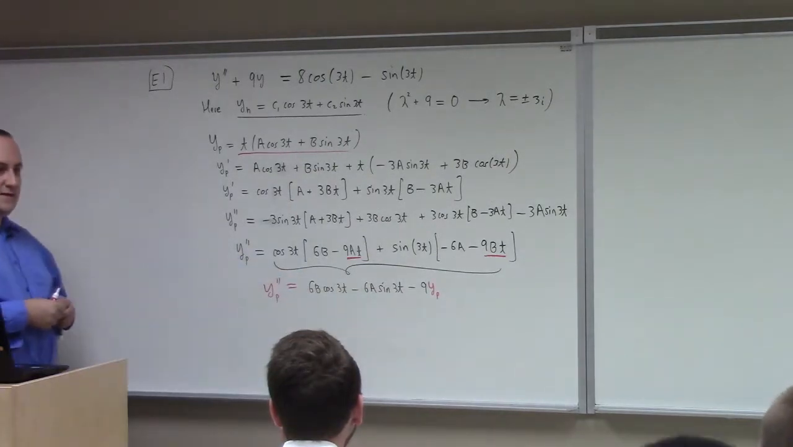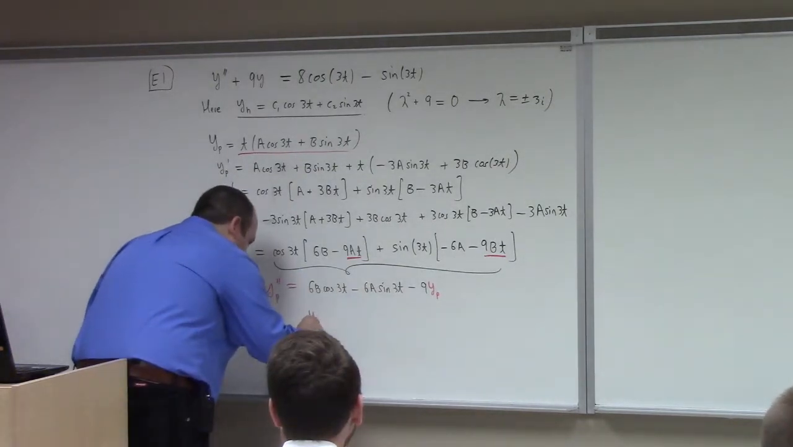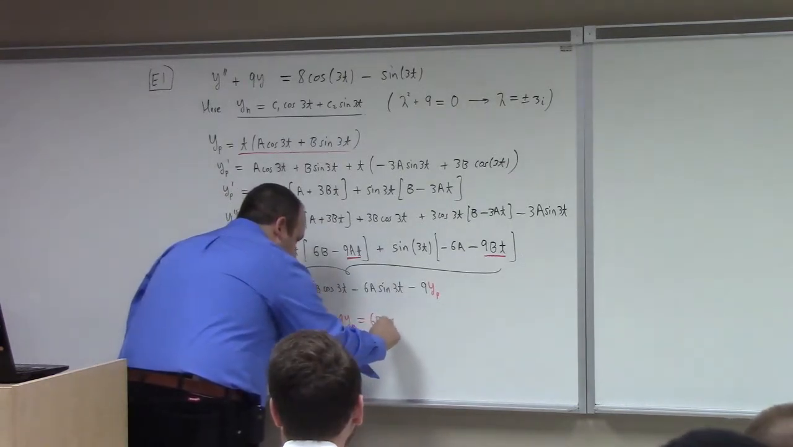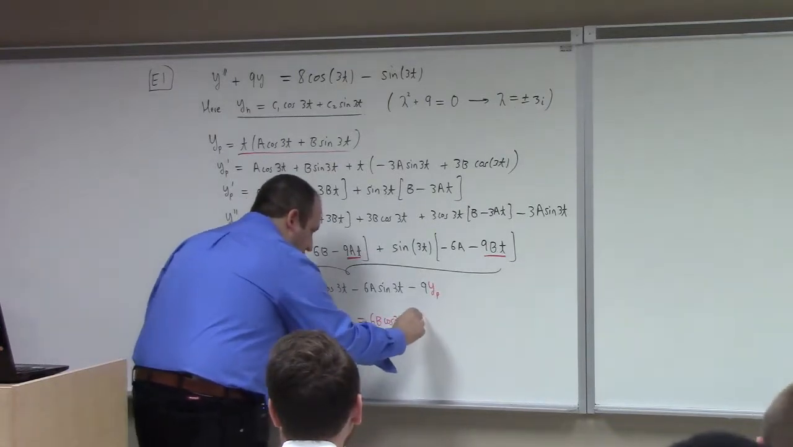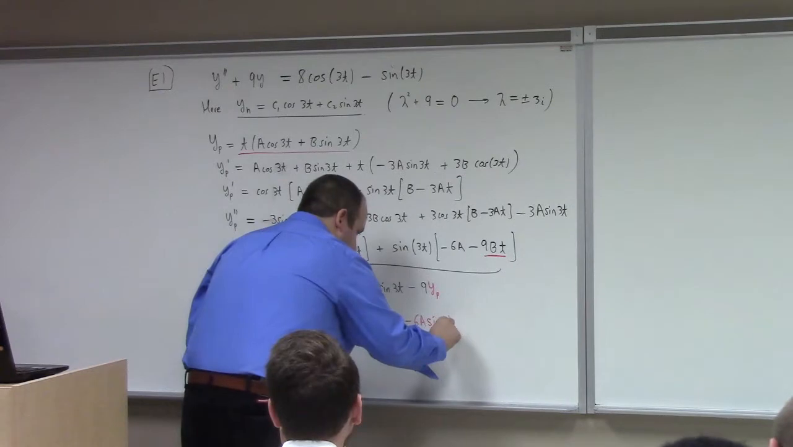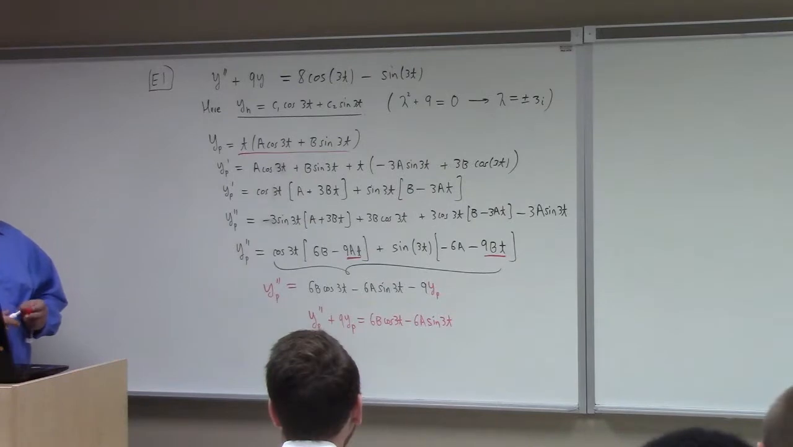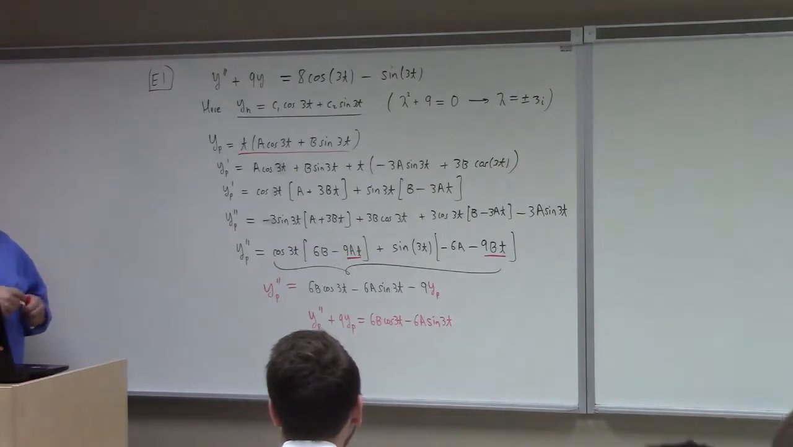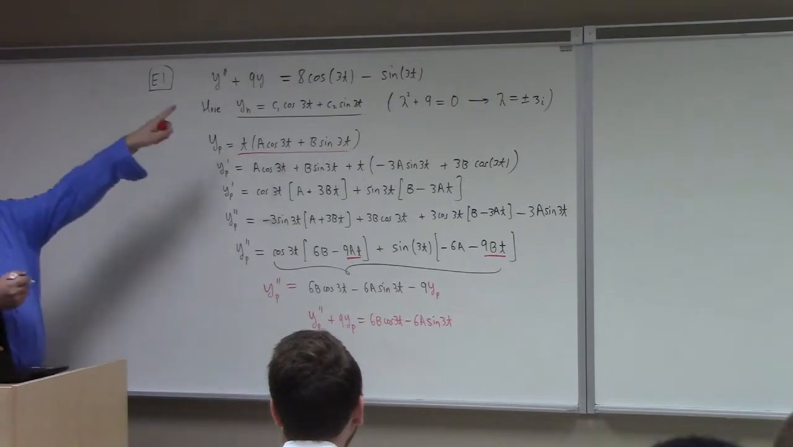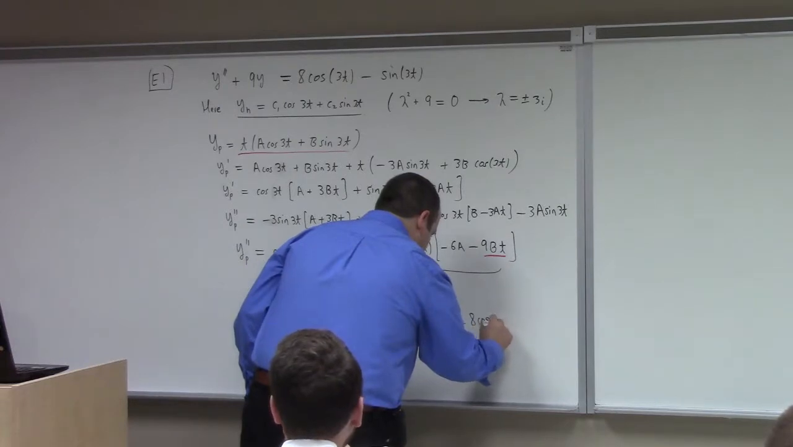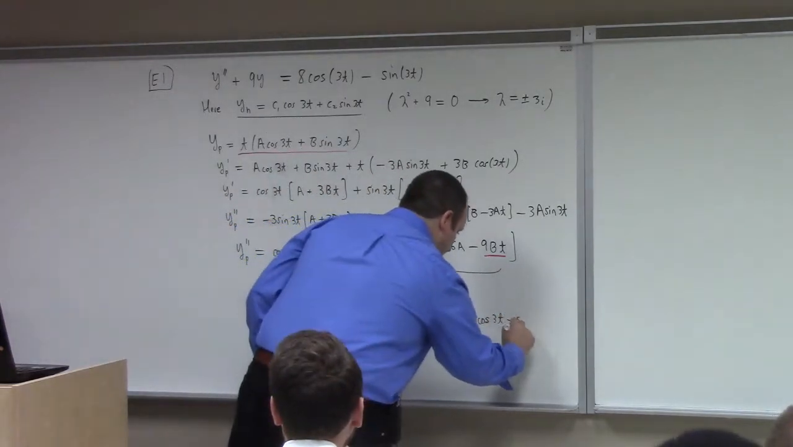And so you can easily see that that says that yp prime prime plus 9yp is equal to 6b cosine 3t minus 6a sine 3t. Make sense? Alternatively, you could plug it back into the differential equation and watch stuff cancel. It's up to you. It's not really much different from what I just said. Now what's that equal to? The forcing term, right, which is 8 cosine 3t minus sine 3t. So from this, I can get what?